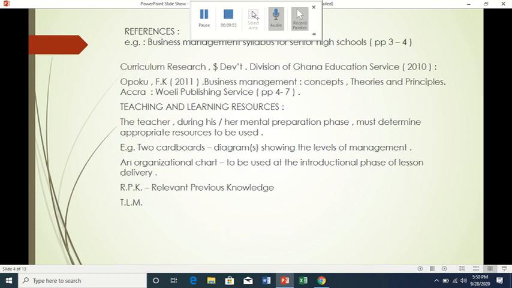Then this should be followed with the relevant previous knowledge, RPK, your TLMs and whatever you need and you have prepared that you think you are going to use in your teaching. All these must follow in that sequence.